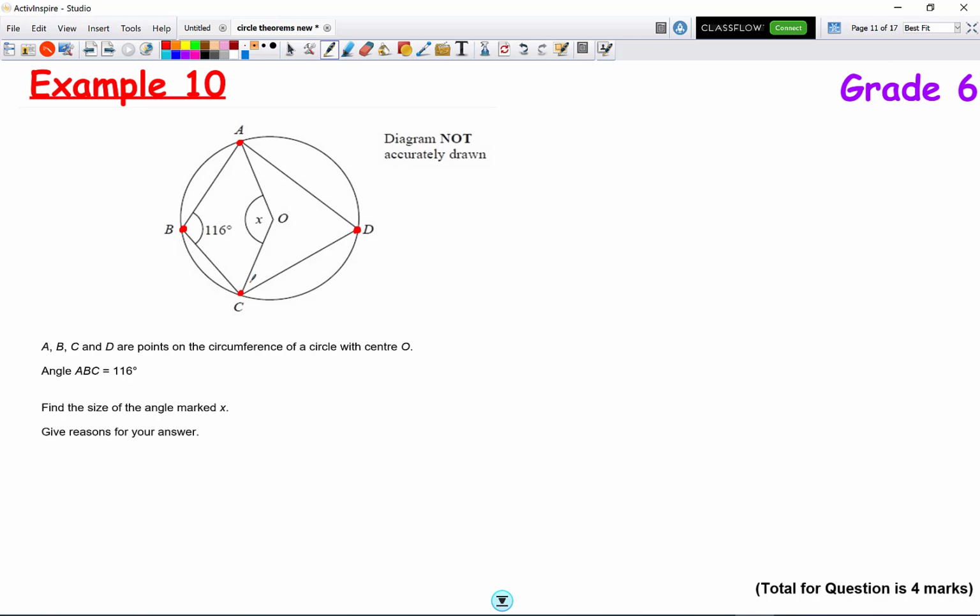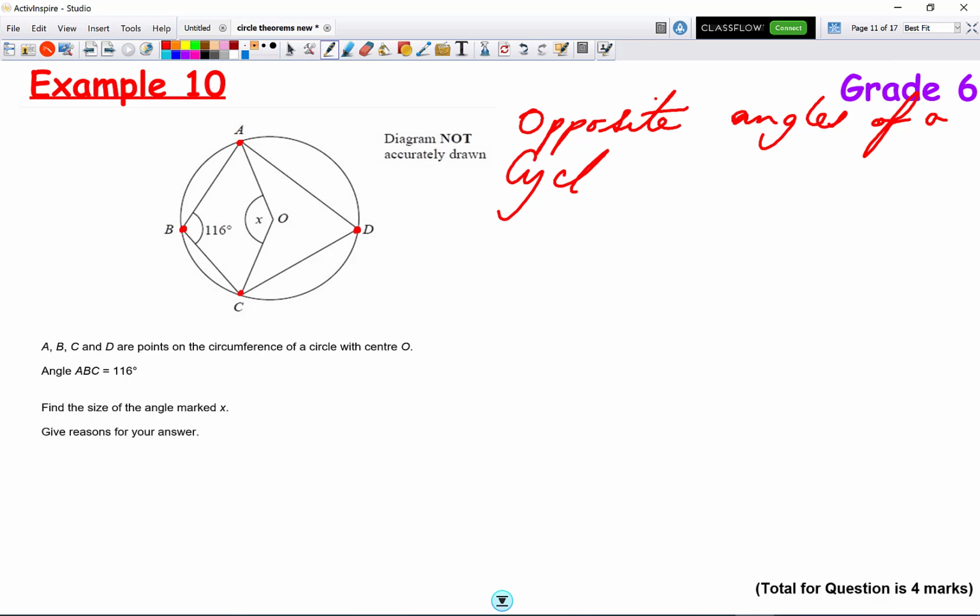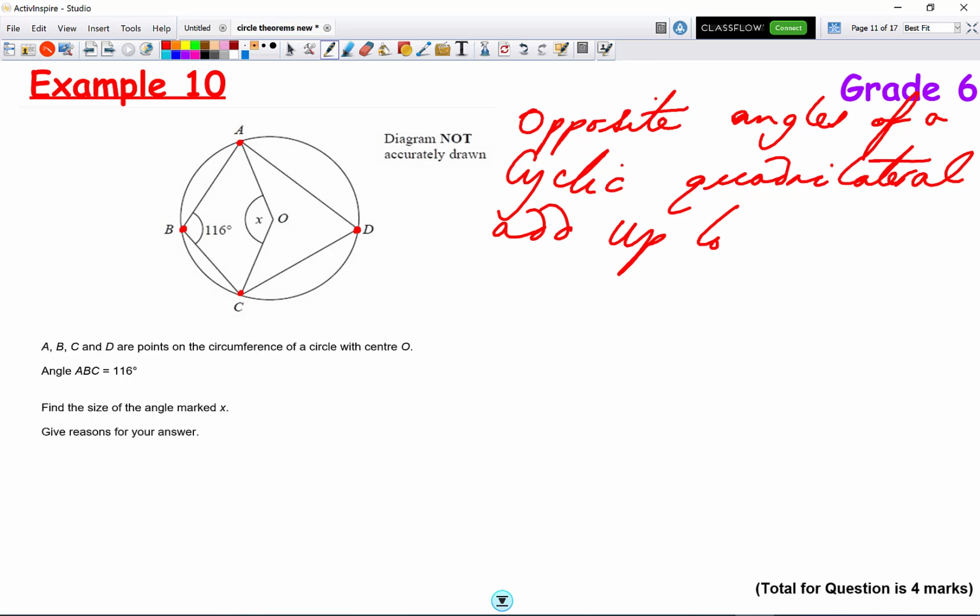So let's write that down, that the opposite angles of a cyclic quadrilateral add up to 180 degrees.